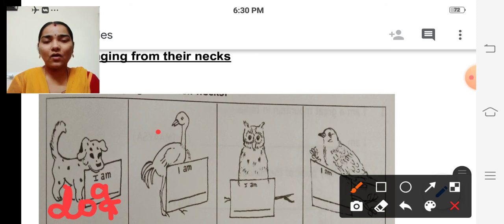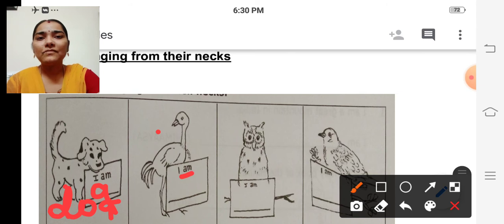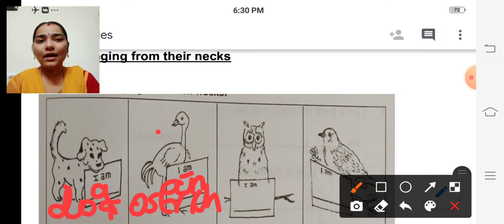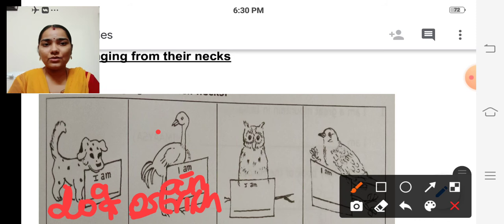So what is the first letter? Ostrich. O, isn't it? It is a vowel. So which article should come? I am an ostrich, isn't it? I am an ostrich. Because ostrich starts with the letter O. It is a vowel, isn't it? So we have to place an before the word ostrich. Okay, is it clear, children?